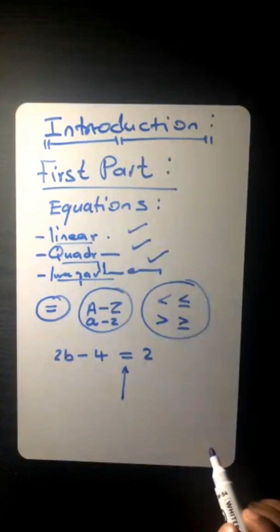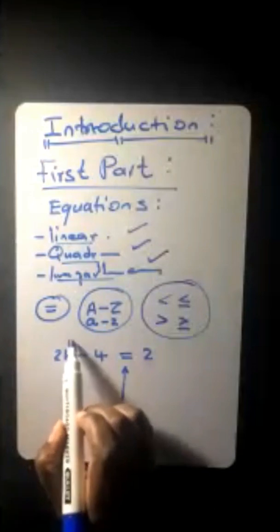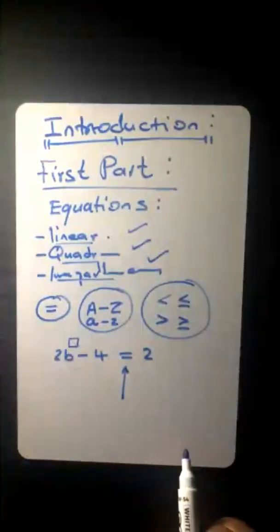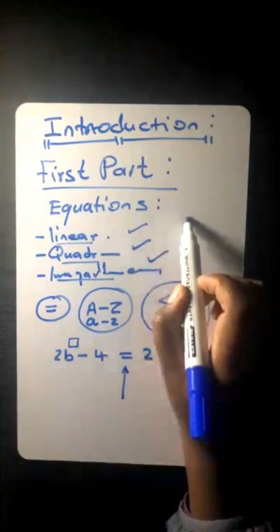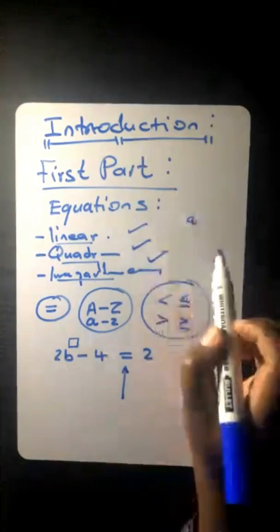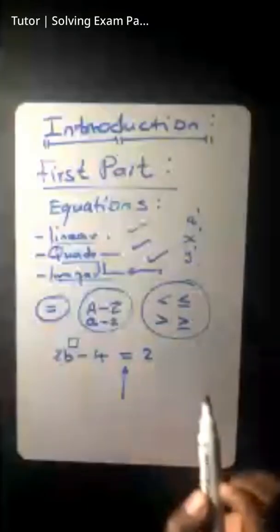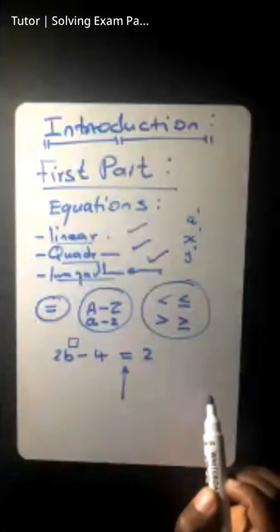Good people, this is a linear equation. What makes it a linear equation? It's because the power of that letter is 1. Remember, if you just have A, that means the power is 1. If you have X, the power is 1. If you have Y, the power is 1.